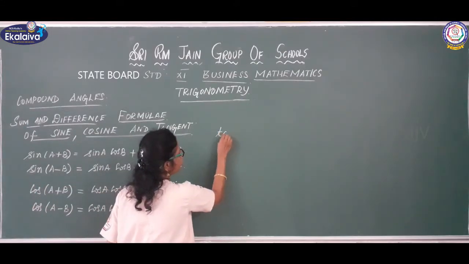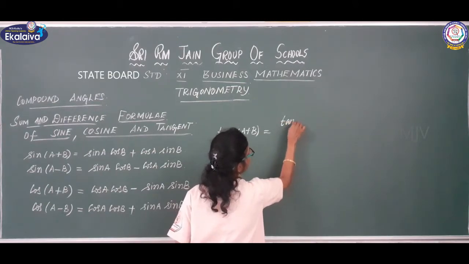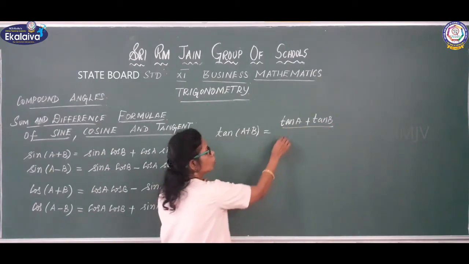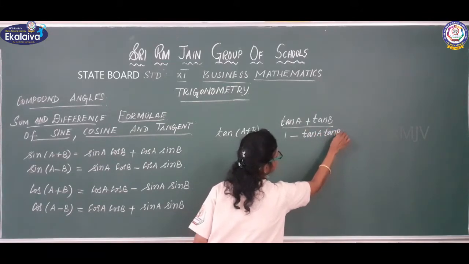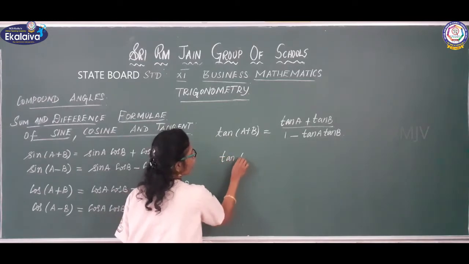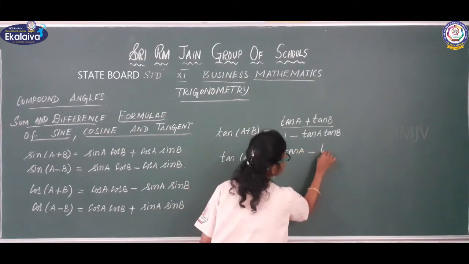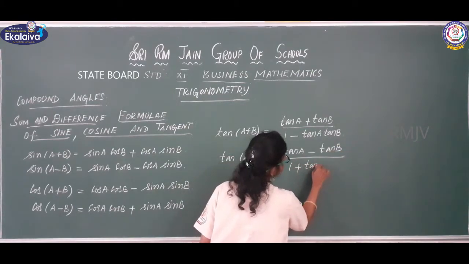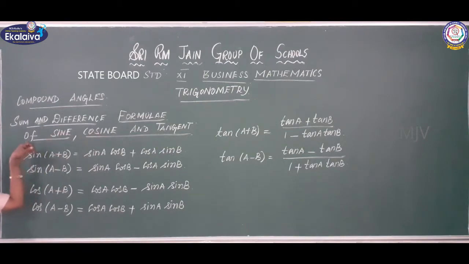Next, tan (A plus B) equals tan A plus tan B divided by 1 minus tan A tan B. Tan (A minus B) equals tan A minus tan B divided by 1 plus tan A tan B. These are the sum and difference formulae of sine, cosine and tangent.